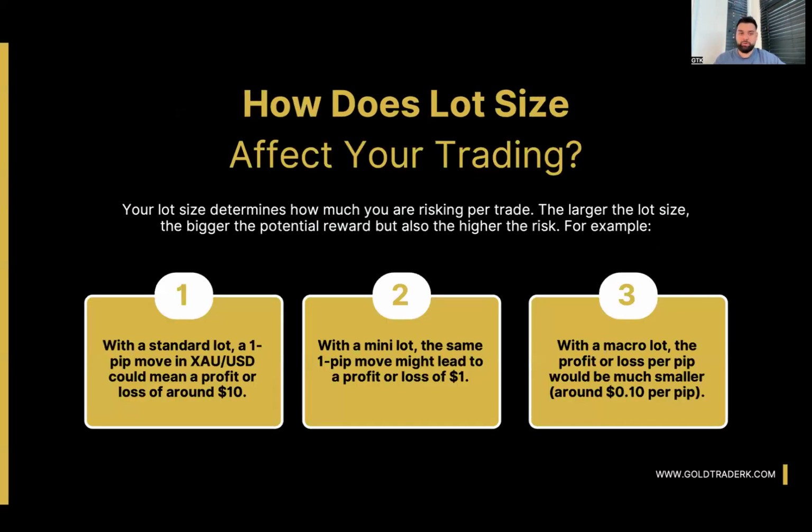How does lot size affect your trading? Your lot size determines how much you're risking per trade. The larger the lot size, the bigger the potential reward, but also the higher the risk. For example, number one, with the standard lot size, a 1 pip move in XAUUSD could mean a profit or loss of around $10. The second, with a mini lot size, a 1 pip move can lead to a profit or loss of $1. Number three, micro lot, the profit or loss per pip move can be $0.10 per pip, which is also 10 cents.